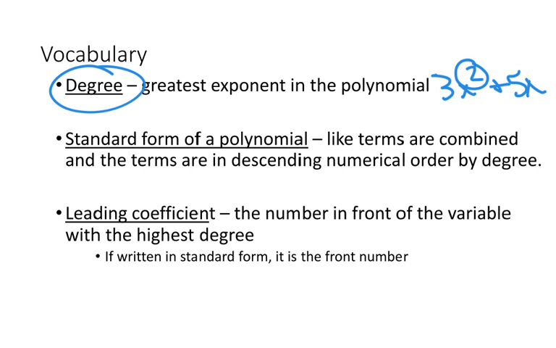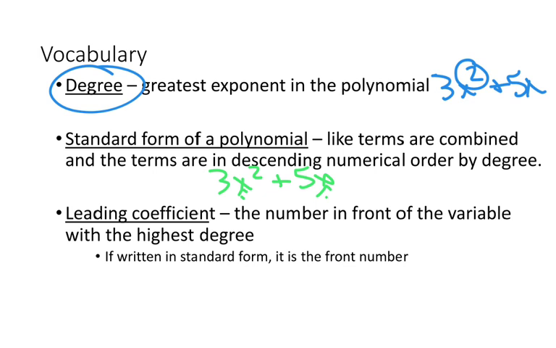Then we have standard form of a polynomial. It says like terms are combined and the terms are in descending numerical order by degree. So if we use that same polynomial we just talked about, 3x squared plus 5x, this is in descending order because it starts with 2x's and then goes to 1x.